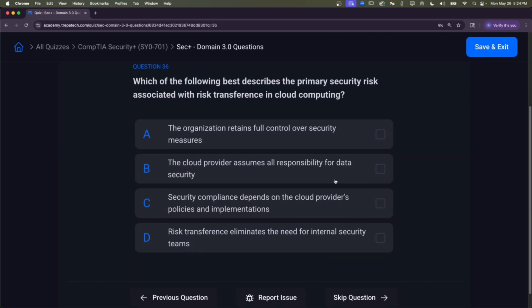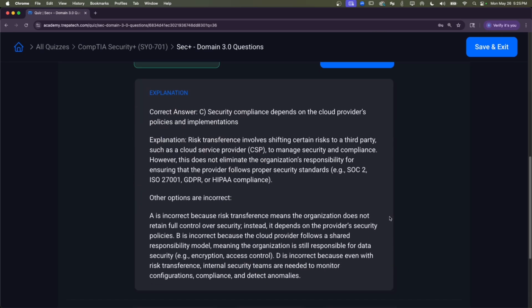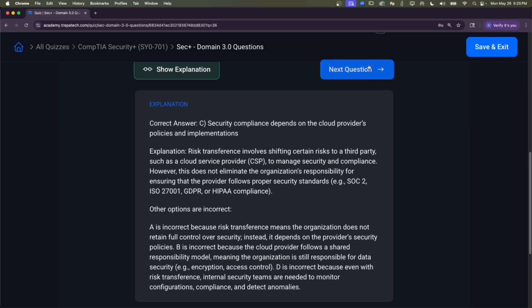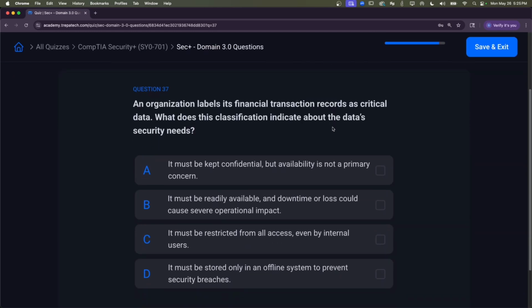Question 36. Which of the following best describes the primary security risk associated with risk transference in cloud computing? So risk transference is offloading your cybersecurity risk to a third party, like insurance, really any third party, right? With cloud computing, that doesn't really change. It still does what it does, it just offloads the risk. So we're going to go with C. Security compliance depends on the cloud provider's policies and implementations. And that is true, right? Because we have that responsibility matrix. So risk transference involves shifting certain risks to a third party, in this case the CSP. Sometimes you see this, it's really trying to get you to think of risk transfer as cybersecurity insurance, but that's okay. Moving on. A CSP, a cloud service provider, is technically still a third party.